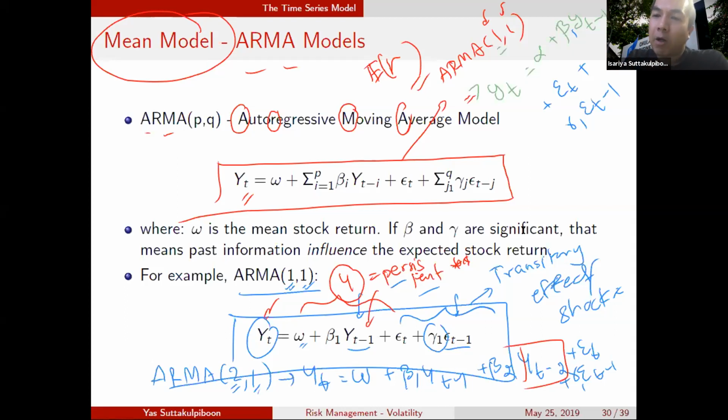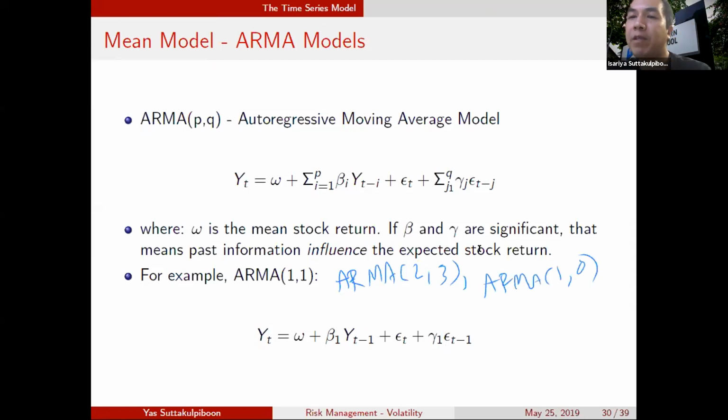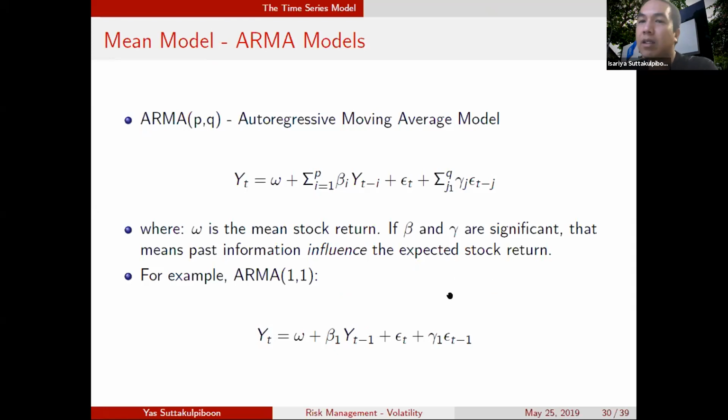So this is ARMA, and you can think of ARMA 2, 3, or you can have ARMA 1, 0. What would happen if you have ARMA 1, 0? It means that you have only this term and not the other, so you can just drop the t minus 1 term. All right, so this is the ARMA model, just to model the mean of the variable that you're looking at.